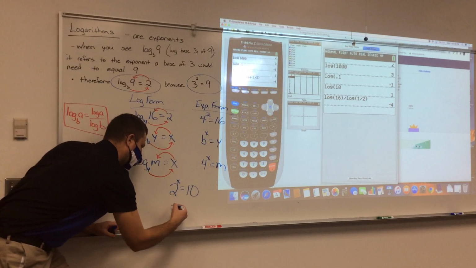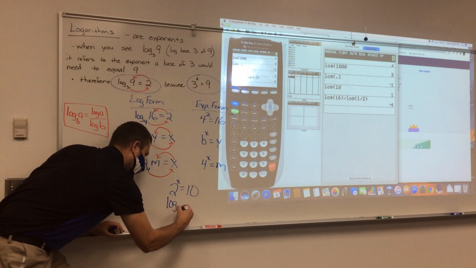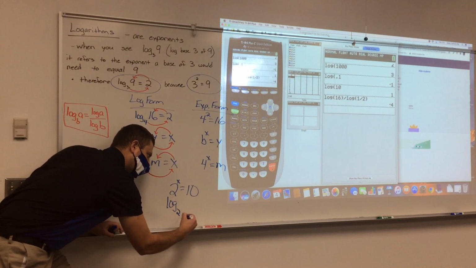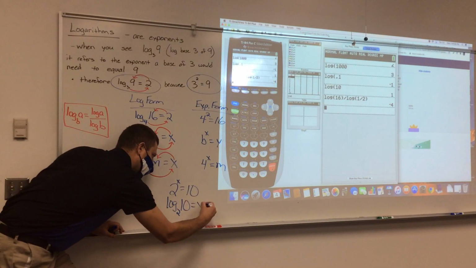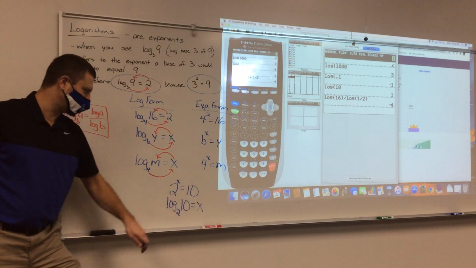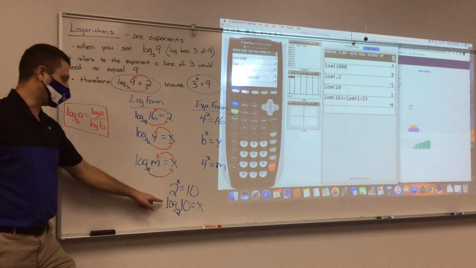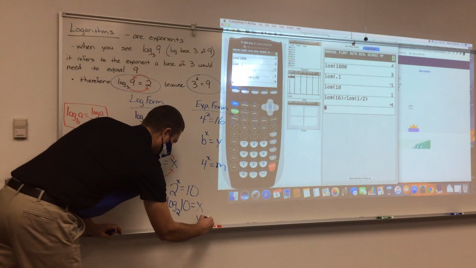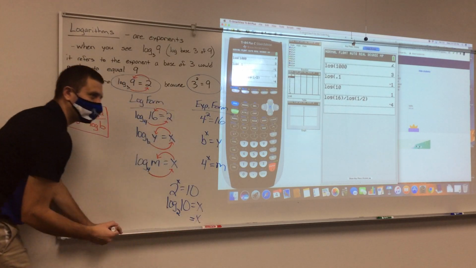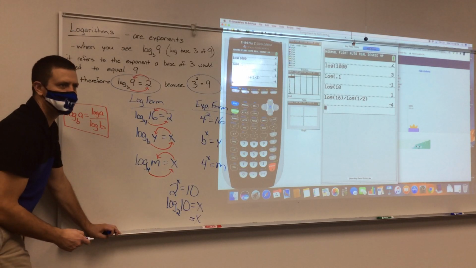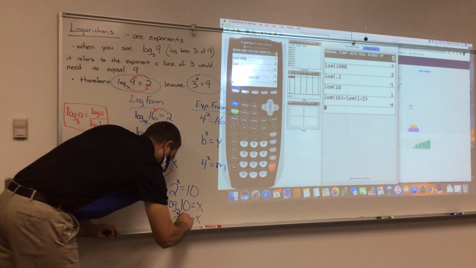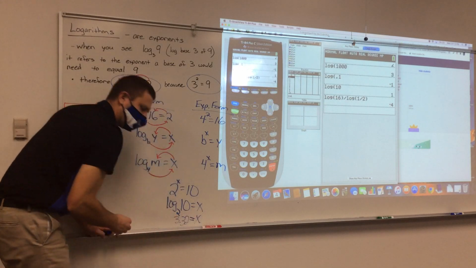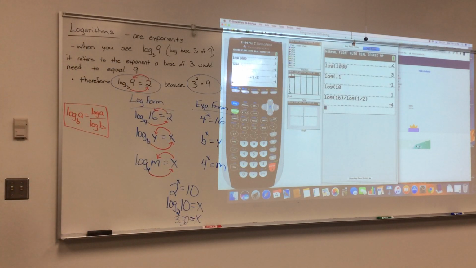How would this read in log form? x equals log base 2 of 10. Can you type log base 2 of 10 into your calculator? Or log of 10 divided by log of 2 and get an answer for x? Should be 3 point something. 3.32. That's rounded, obviously, to a couple decimal places.